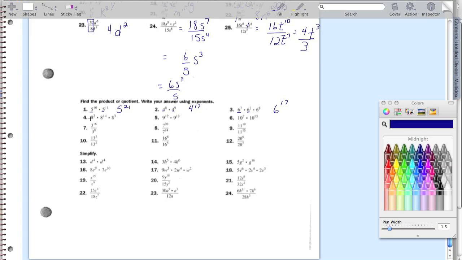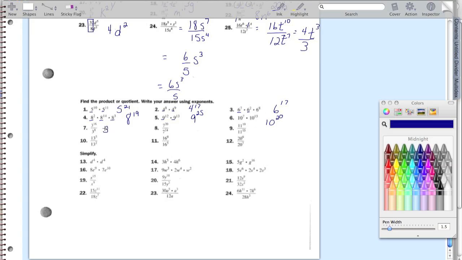Number 4, 8 squared times 8 to the 14th times 8 cubed. We have the same base of 8, so I'm going to add 2 plus 14 plus 3. I'm going to get 8 to the 19th. Number 5, I have the same base of 9, so I'm going to add 12 plus 13. I get 9 to the 25th. Number 6, my base is 10. I'm going to add 7 plus 13. I get 20.